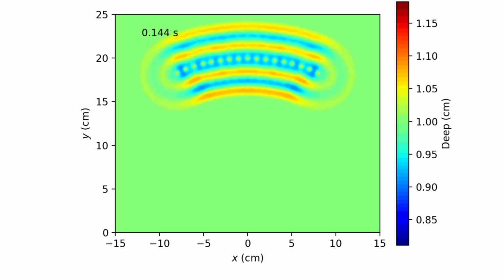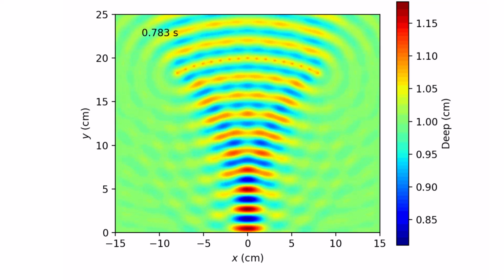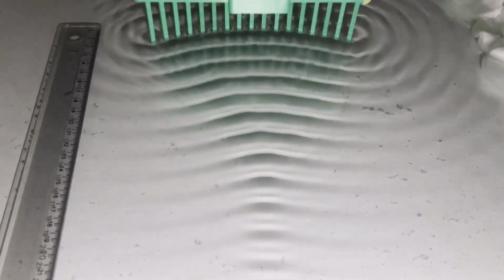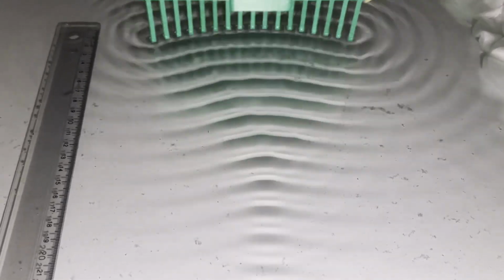Curved source. Here is a simulation for the curved source. The simulation shows that the focal length is achieved at approximately 16 centimeters, and the width of the focal region is approximately 2 centimeters. Here is a demonstration of our setup.